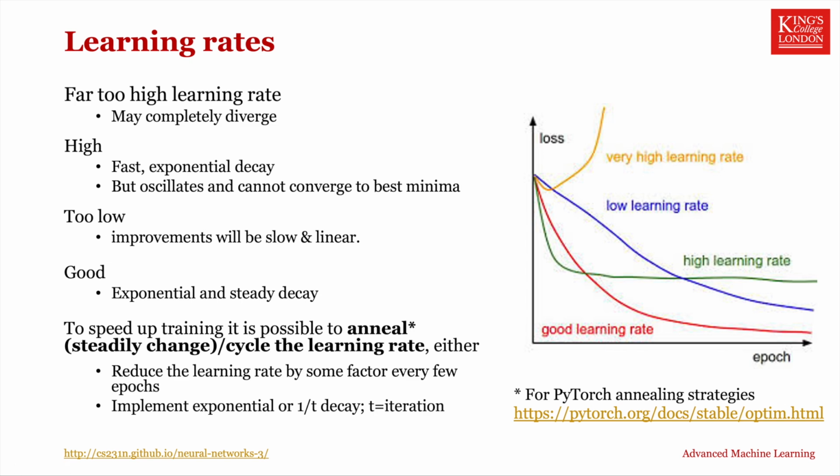Also, one thing to bear in mind going forward is that you don't have to stick with the same learning rate throughout all of your training. You can reduce it manually or get it to reduce by some factor every few epochs. Deep learning frameworks such as PyTorch and TensorFlow will have functions to schedule this for you. For example, see this link.